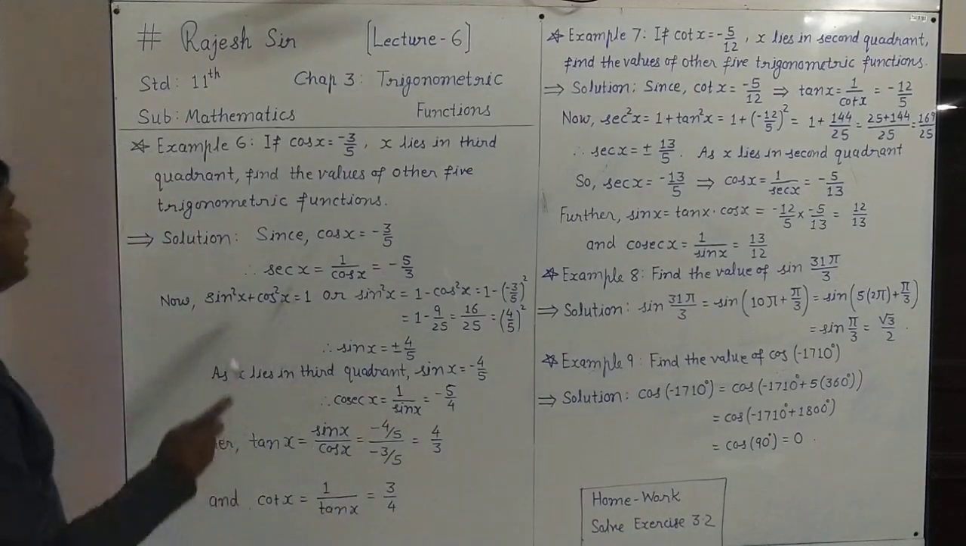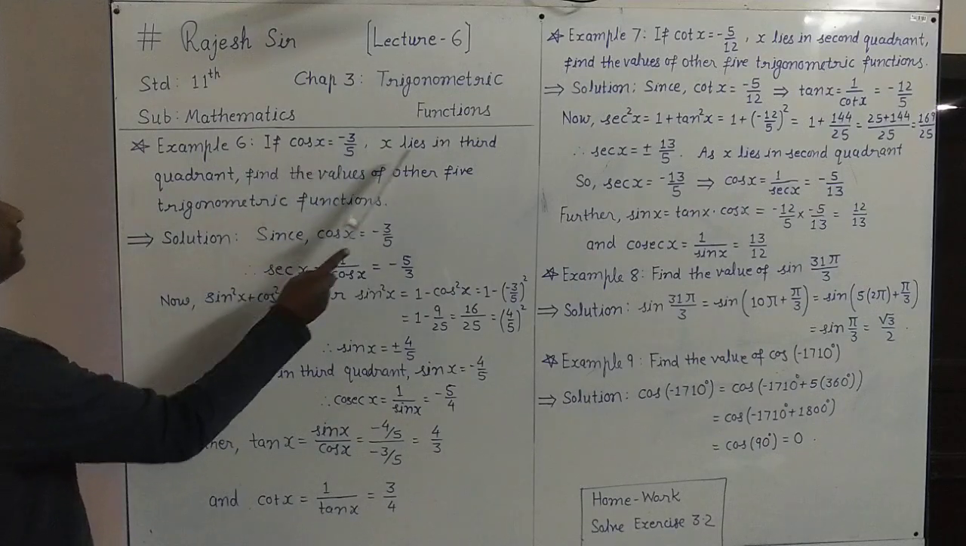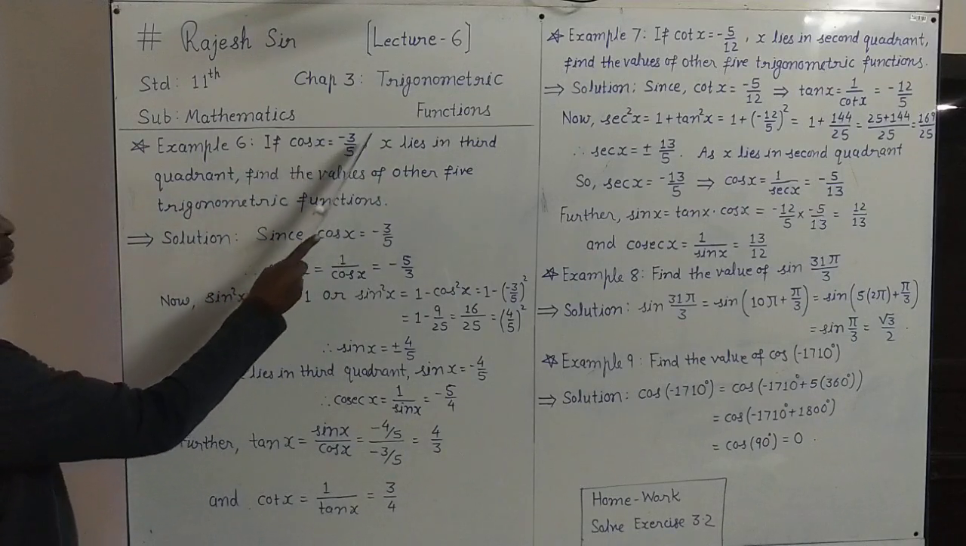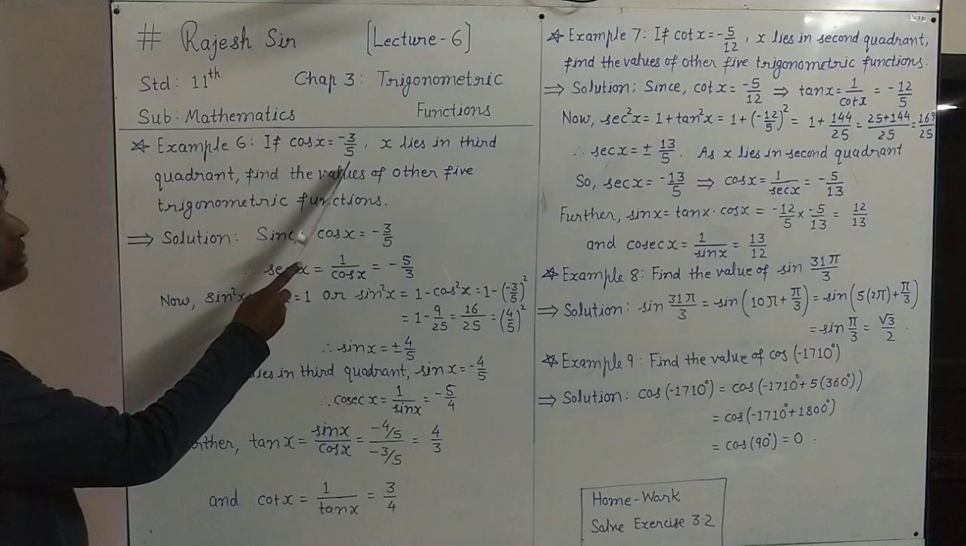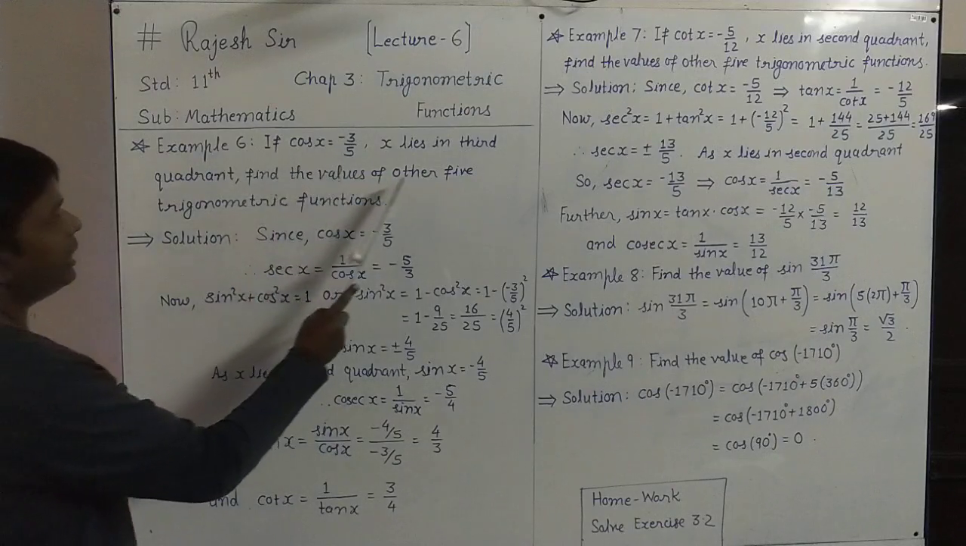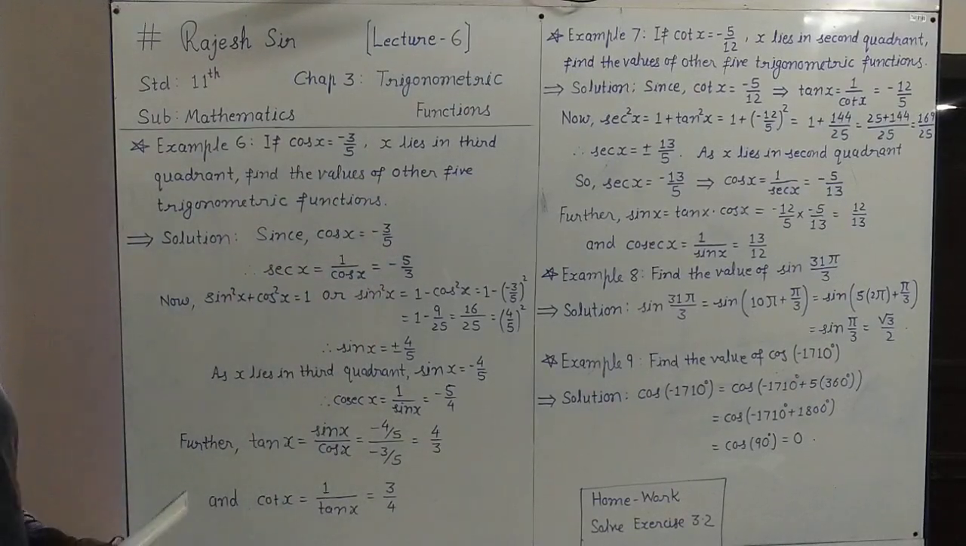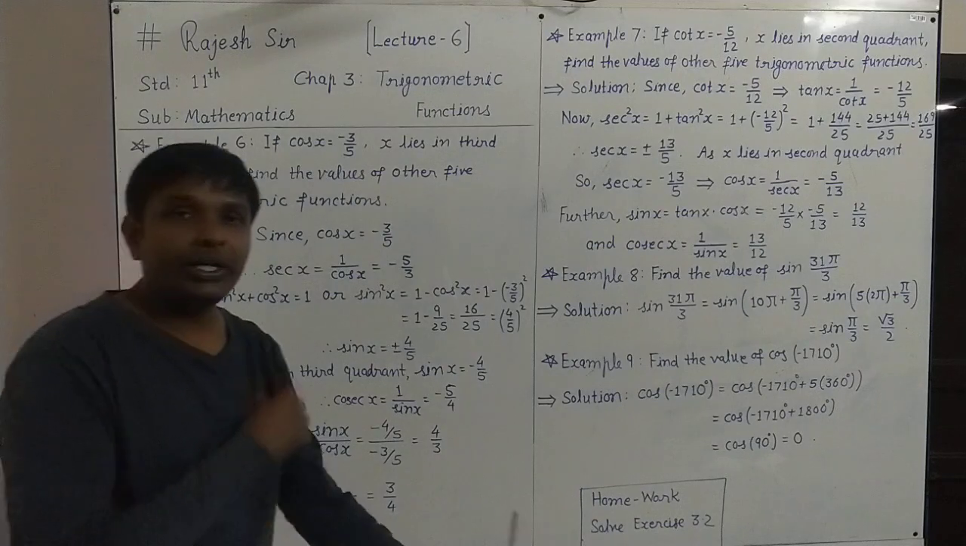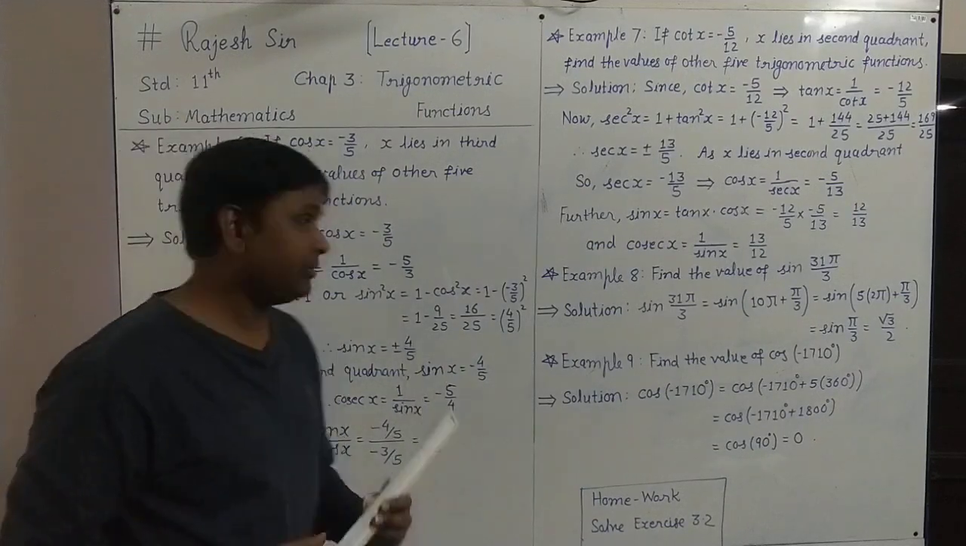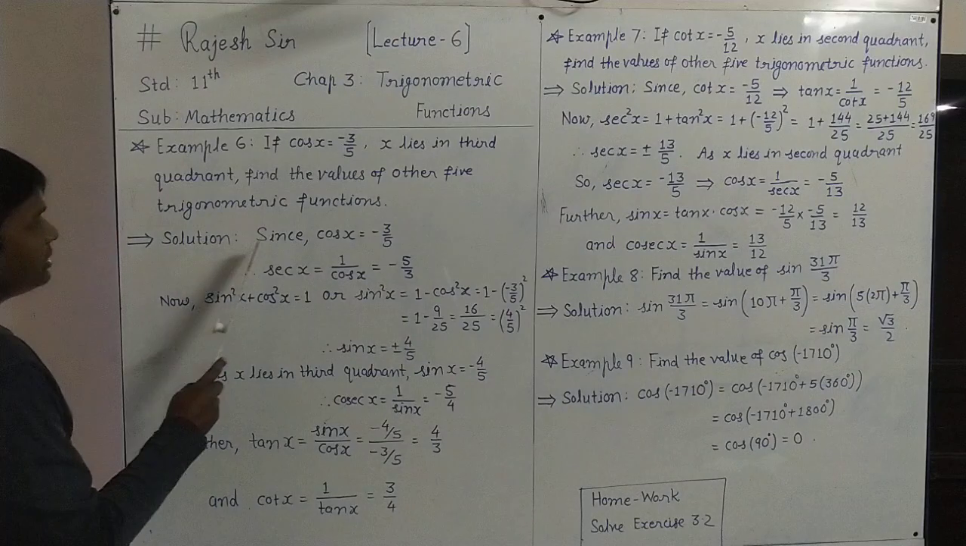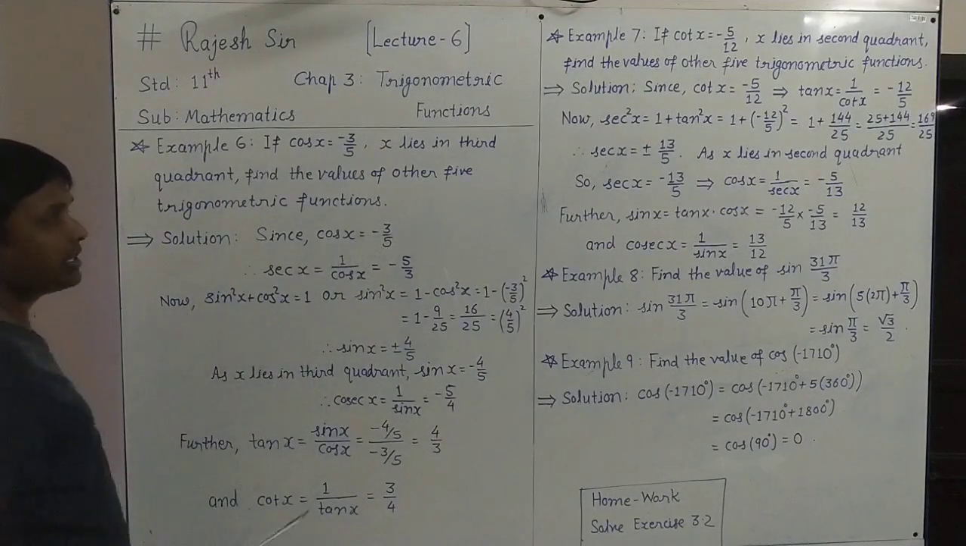On the basis of that, x here is in the third quadrant, and the value of the trigonometric function cos x is given. We have to find the values of the other 5 trigonometric functions. In total we have 6 trigonometric functions, 1 is given and the remaining 5 we have to find. So, in the solution, since cos x equals minus 3 by 5 is given.